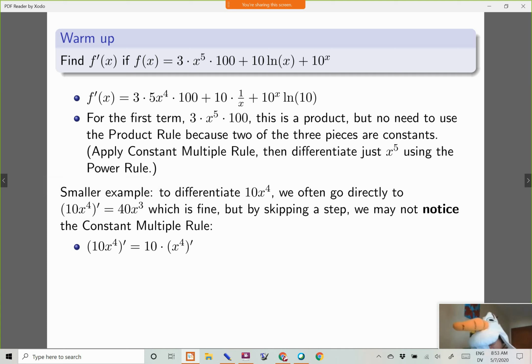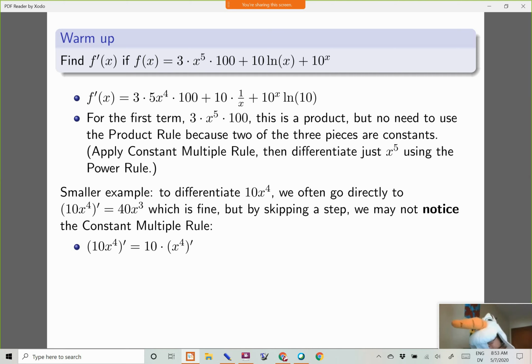So here, the constant multiple rule, just as a reminder: when the thing you're differentiating has a constant and a function, and they're multiplied together, you get to copy the constant. So I'm really just trying to do one thing at a time here. Copy the constant 10, and then take the derivative of x to the fourth.